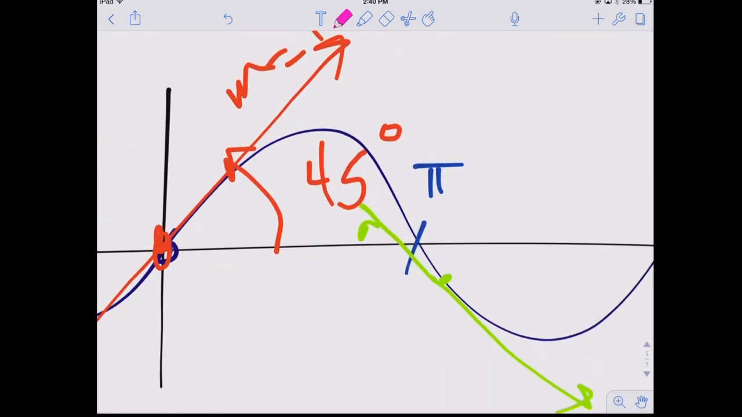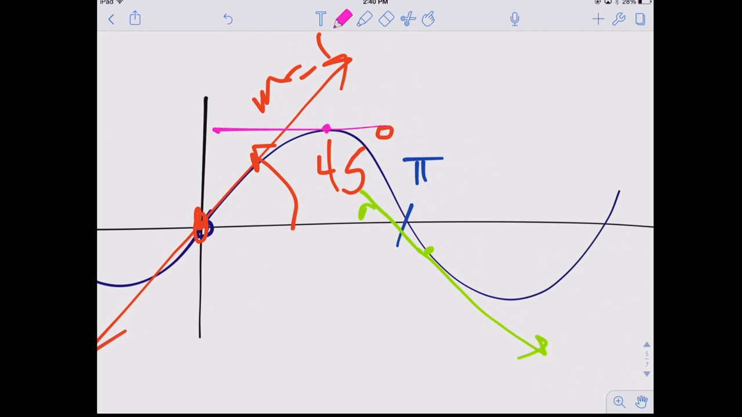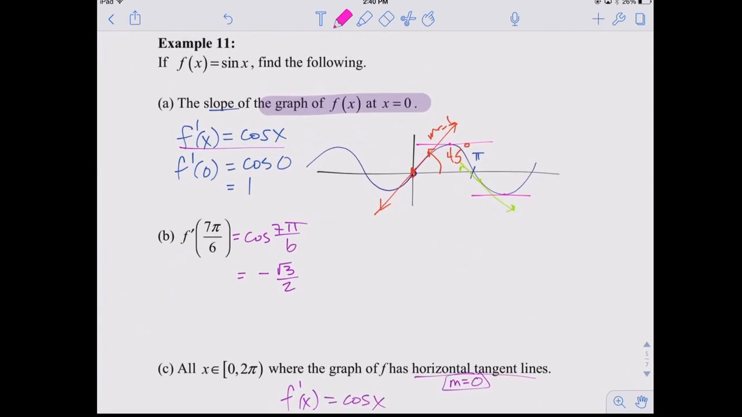Who said that? I think that was Pepper, right? You talk like that? We have horizontal tangent lines. But of course. No, it wasn't. Was that Pepper? I don't know. It's been a while. Hey, let's talk about Dora the Explorer. Not really. Any questions on example 11?